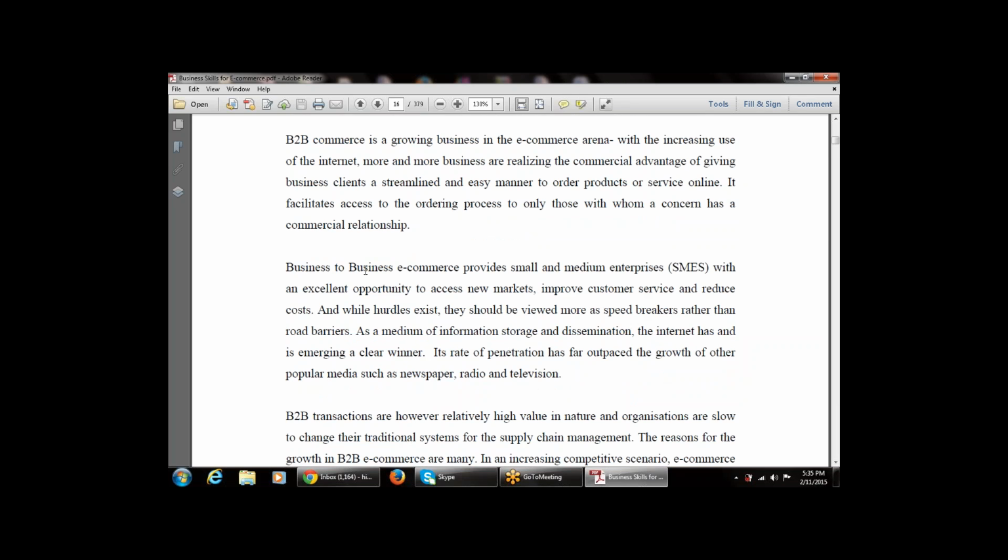Then the next paragraph says B2B e-commerce, that is business to business e-commerce, provides small and medium enterprises, that is SMEs, with an excellent quality opportunity to access new markets, improve customer service and reduce the cost.